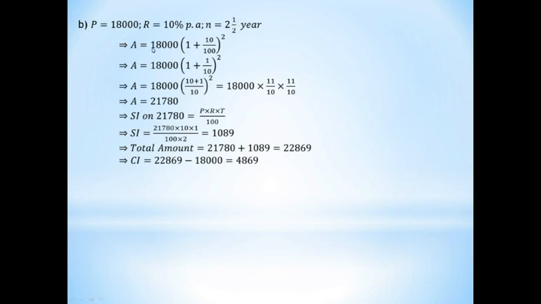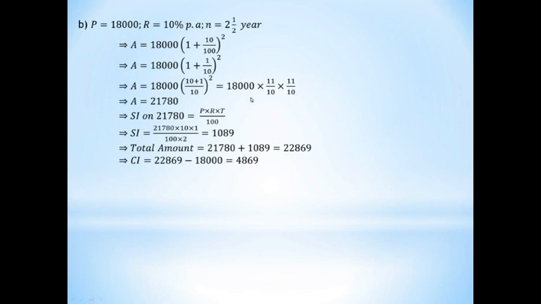Then amount equals 18,000 open bracket 1 plus r by 100, meaning 10 by 100, here 10 is the rate, to the power 2. Only 2 you're going to take here. Then amount equals 18,000, still remaining the same. If you simplify this, it will be 1 by 10. Then if you take 10 as the LCM, 1 is 10 plus 1. That means 18,000 still remaining into this, 10 plus 1 is 11 by 10. 10 is still there, the denominator. Since there is 2 as an exponent or power, we will write 11 by 10, 2 times.